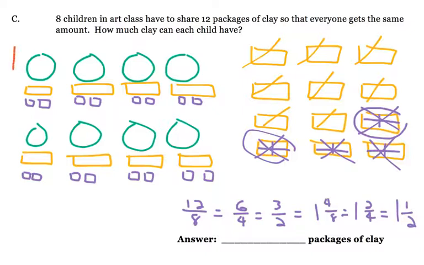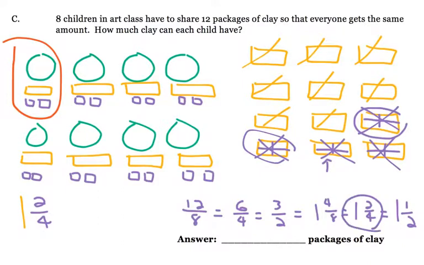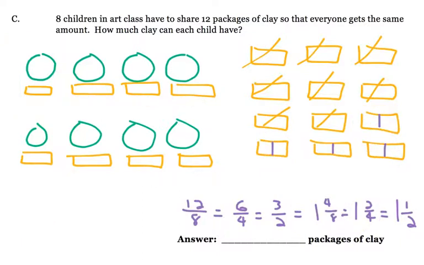And then if you look at each individual student, you see that they still have 1 whole block of clay, but now they have 2 pieces, and in this case, each piece is a fourth of the whole. So that would be like 1 and 2/4, which would give us this answer. And as one final way, you could have taken those last 4 packages of clay and actually broke them up into 8 pieces each. And if you did that, it makes sense because there are 8 kids.